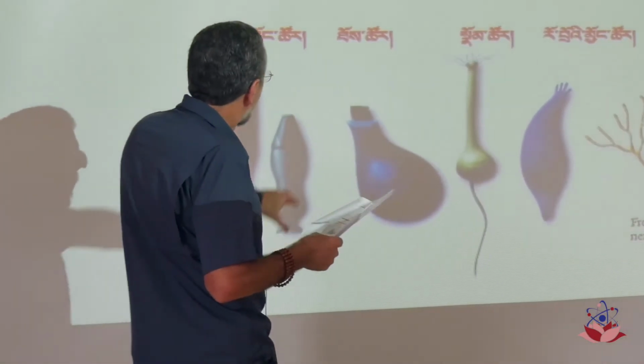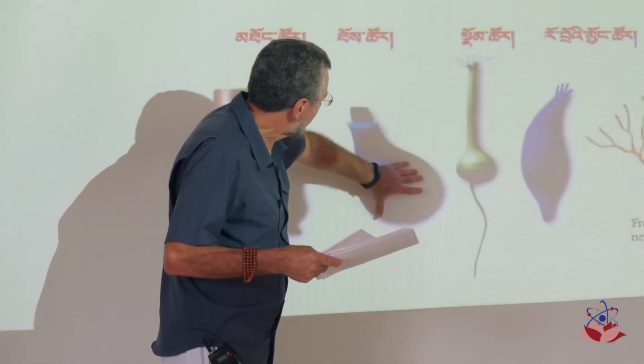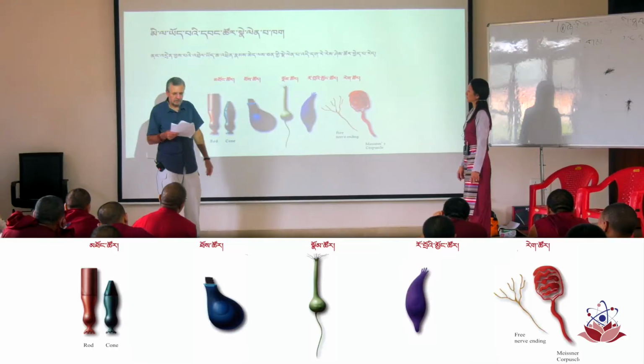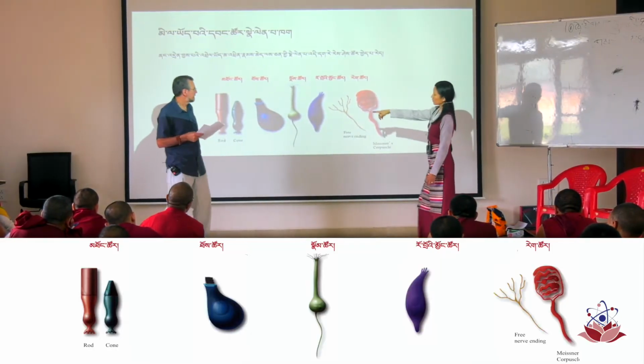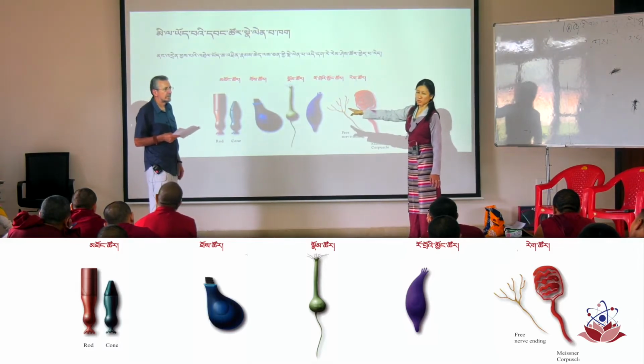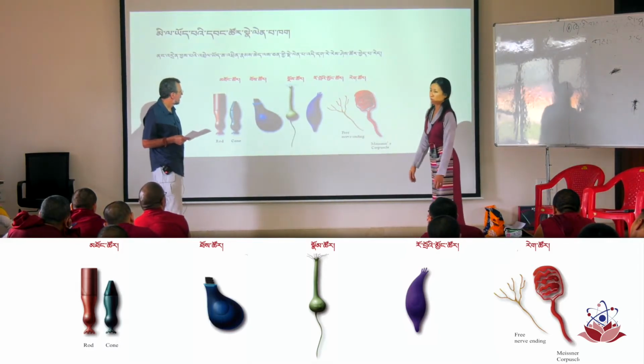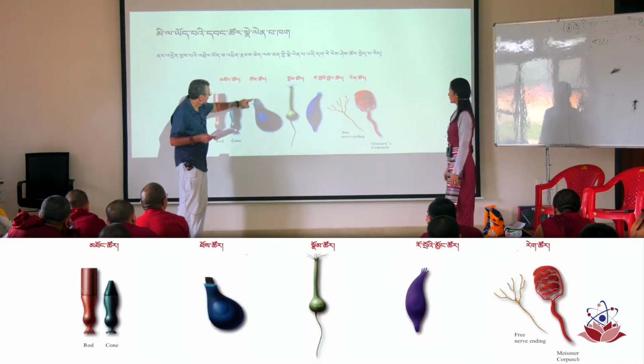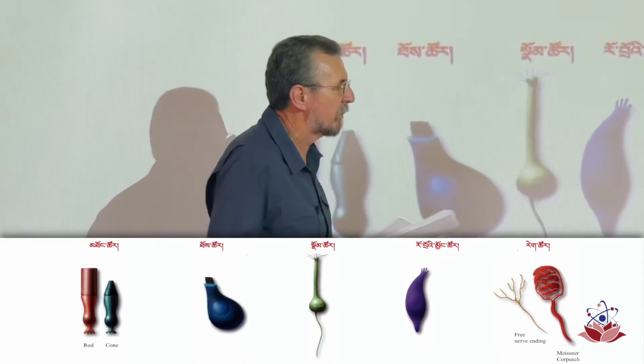For hearing, we have a sensory cell that's referred to as a hair cell. They're called hair cells because they have these little cilia or processes that stick up here.